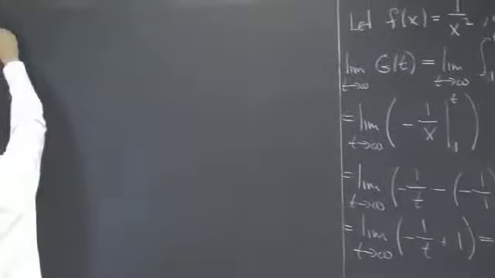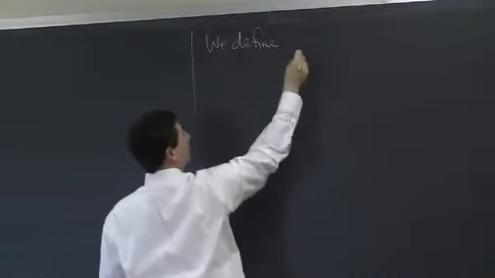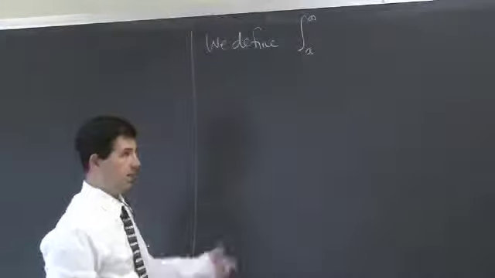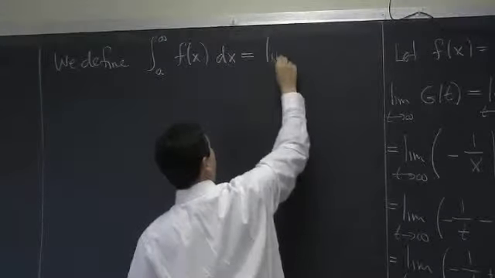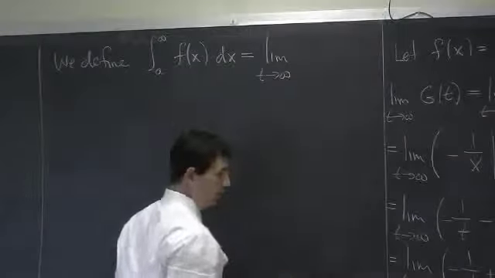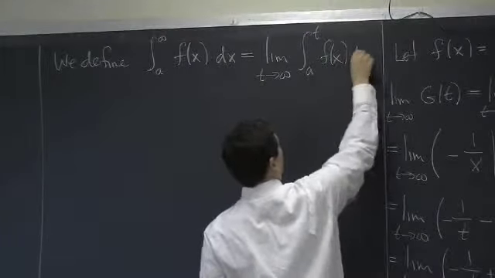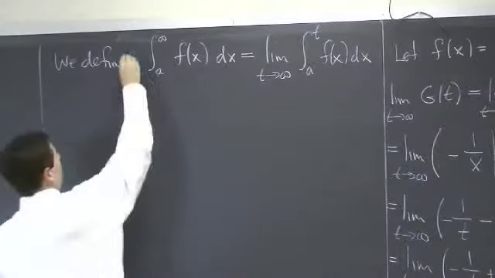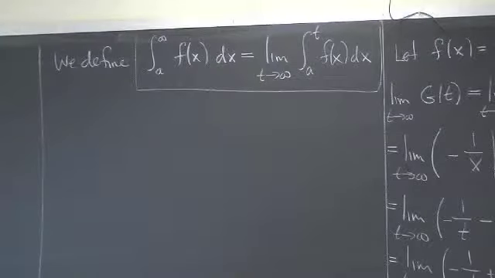So with this in mind, we define the integral from a to infinity, for any a, of f of x dx to be the limit as t goes to infinity of g of t, which is just the integral from a to t of f of x dx. So that's our definition.